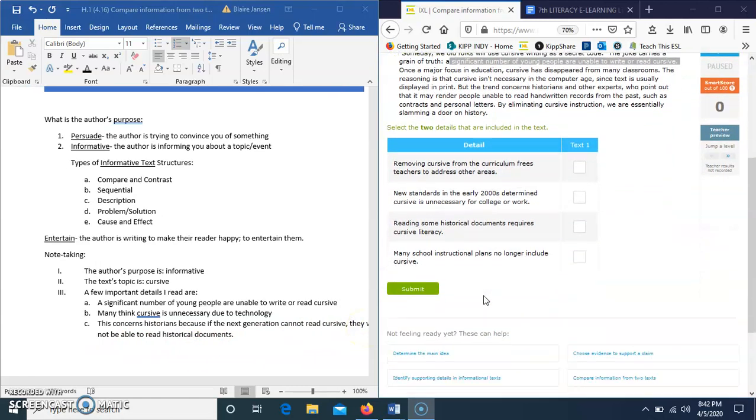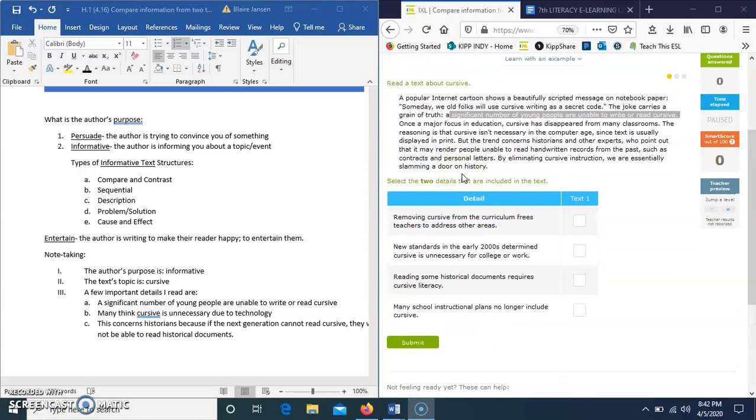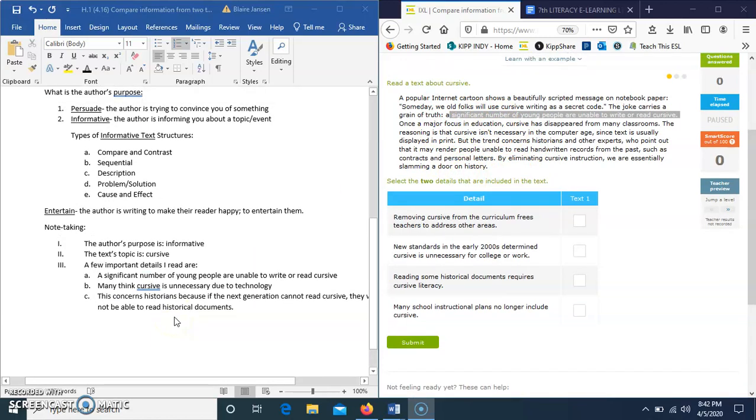I'm looking down here and my text now is asking me to select two details that are included. Well, I've got my important facts, but let's see if I can pick out from here what I see is in this portion. Removing cursive from the curriculum frees teachers to address other areas. I don't see anything here. This is all about cursive and why we're missing it and how it's still important that we have it.